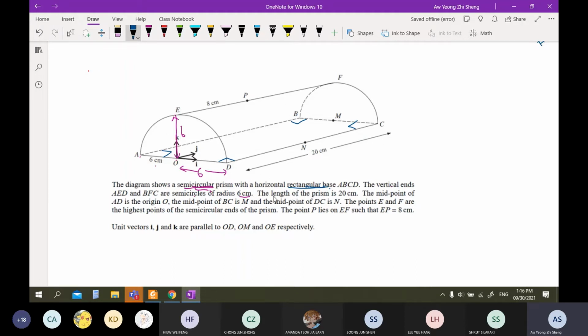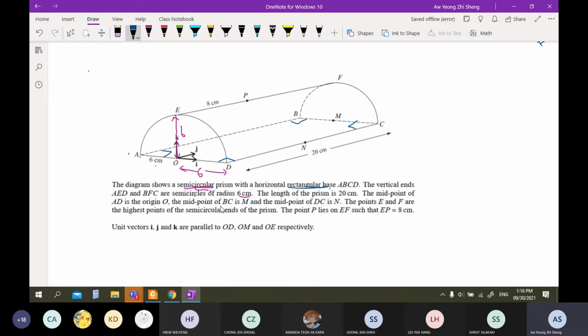So it says the length of the prism is 20. So DC is 20 cm, AB is 20 cm, and at the top EPF is also 20 cm in total. Midpoint of AD is the origin O. So they are just further verifying the fact that AOD is a diameter. It says O is the midpoint of A and D, so AO and OD, of course, both are 6 cm.